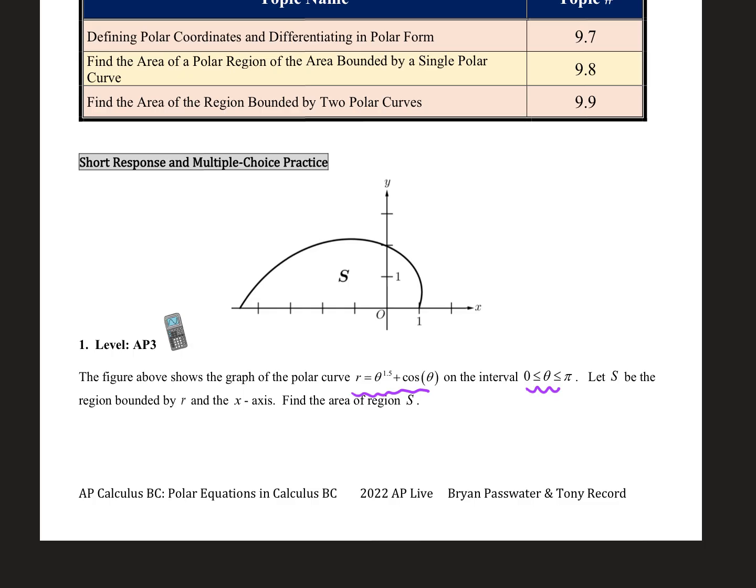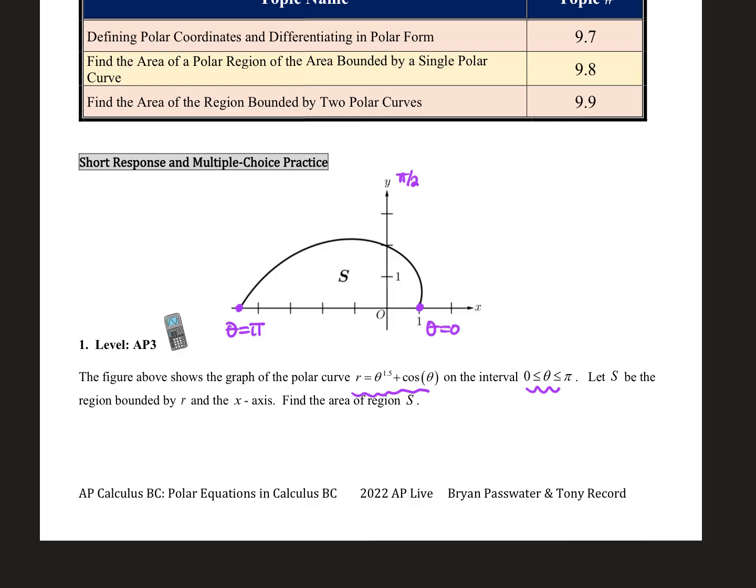Okay, so if you want to figure out what this is, because it's on the x-axis, you're going to imagine that theta is equal to 0 or pi. If you're on the x-axis, it's got to be 0 or pi for theta. If you're on the y-axis, it's got to be pi over 2. So I'm guessing that this is where we are at theta equals 0, and this is where we are at theta equals pi.